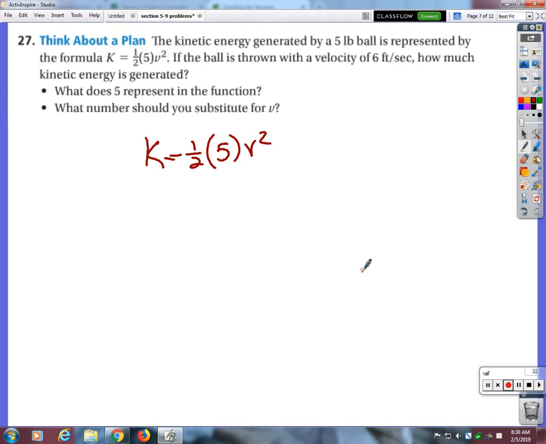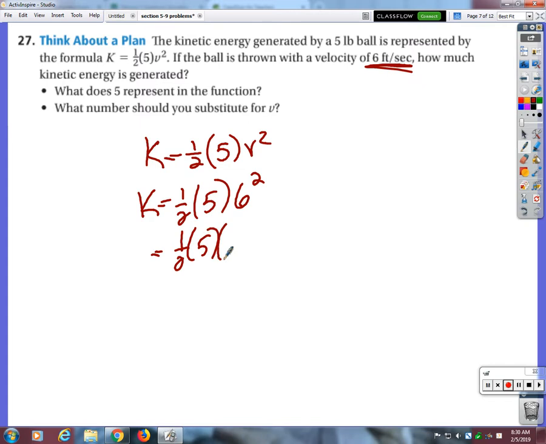The velocity. Okay, so if a ball is thrown with a velocity of 6 feet per second and we want to find what the kinetic energy is, we're going to plug in 6 for V. So then 1/2 times 5 times 36 is 90.